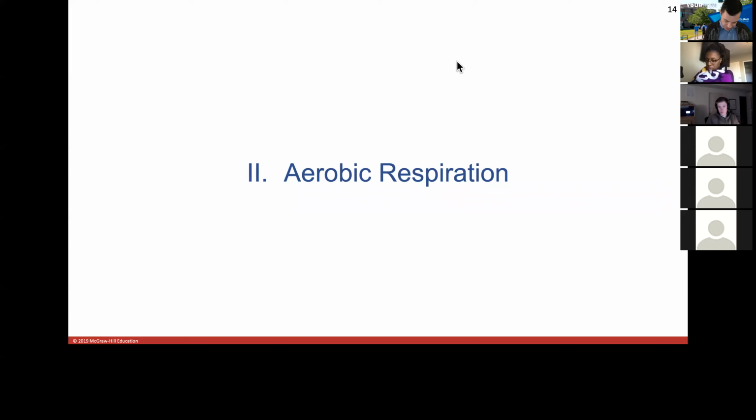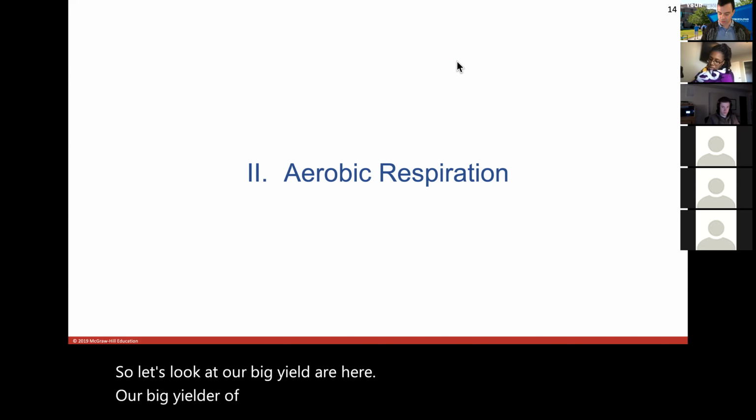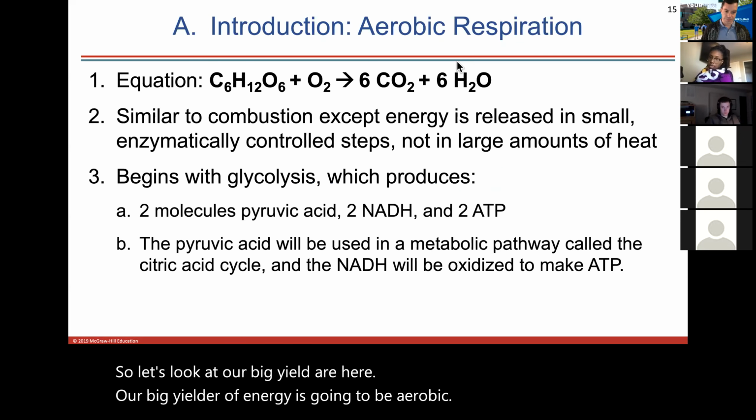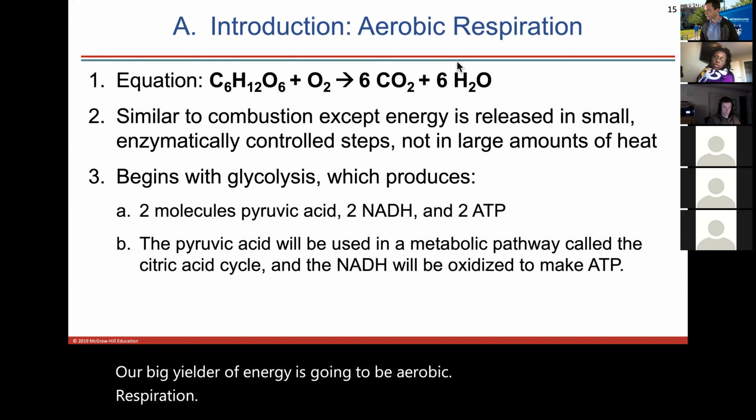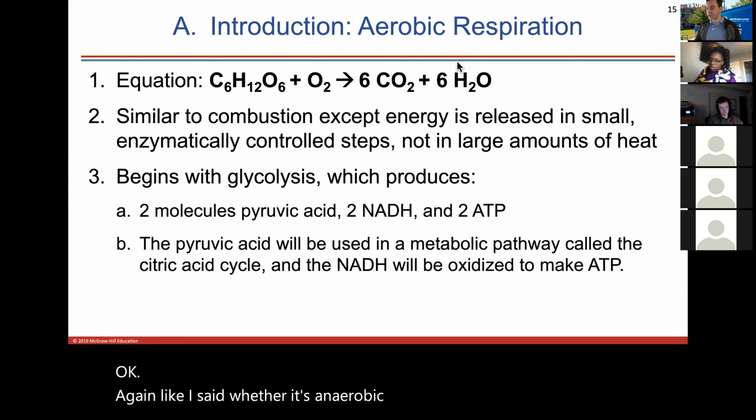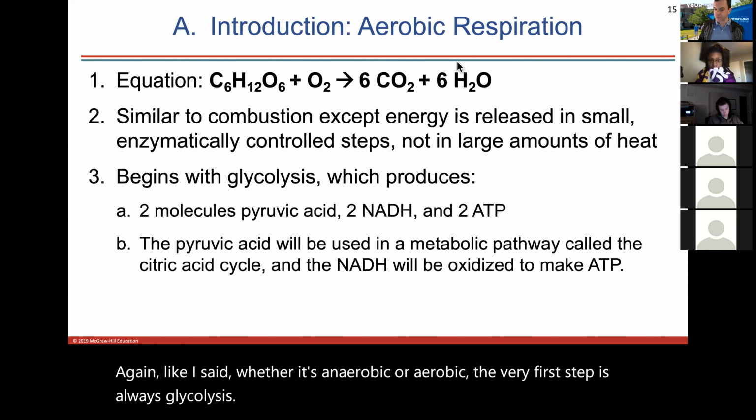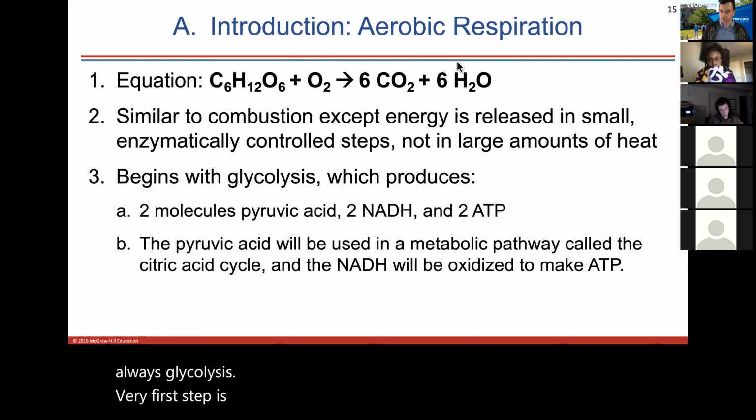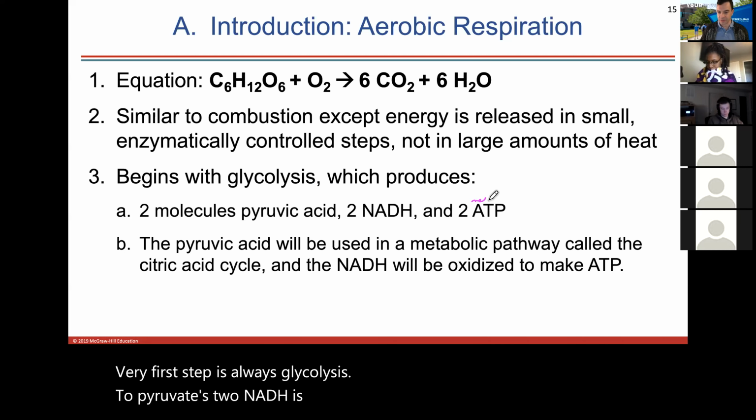So let's look at our big yielder here. Our big yielder of energy is going to be aerobic respiration. Again, like I said, whether it's anaerobic or aerobic, the very first step is always glycolysis. Very first step is always glycolysis. 2 pyruvates, 2 NADHs, 2 net ATP. Okay, that's always the case.